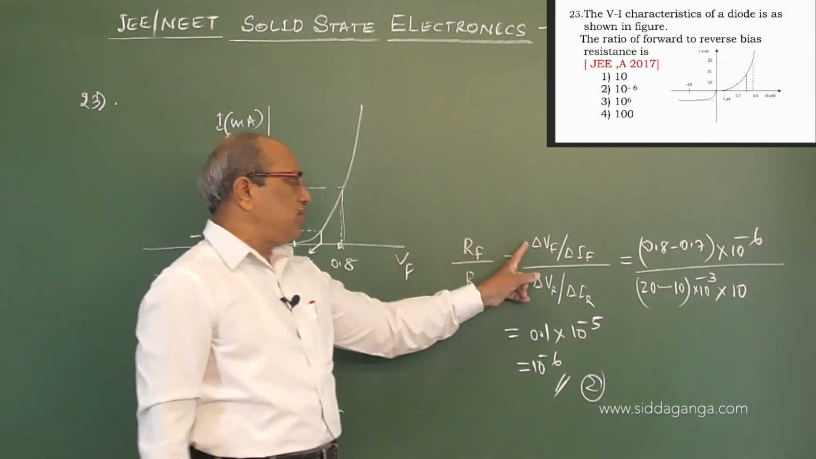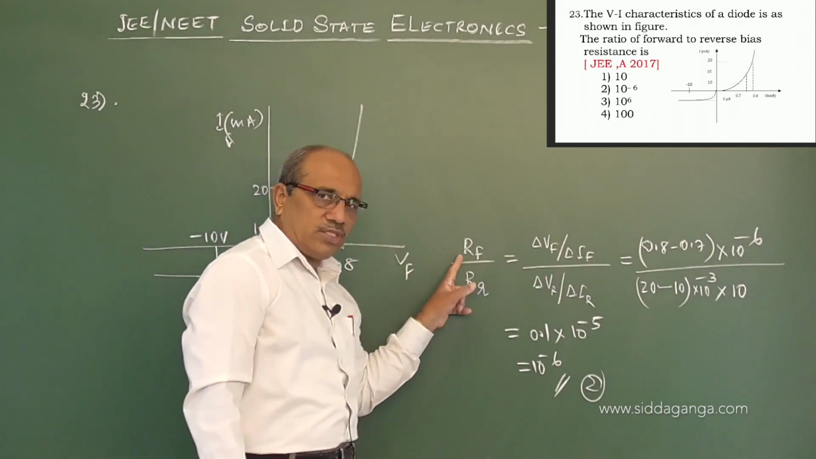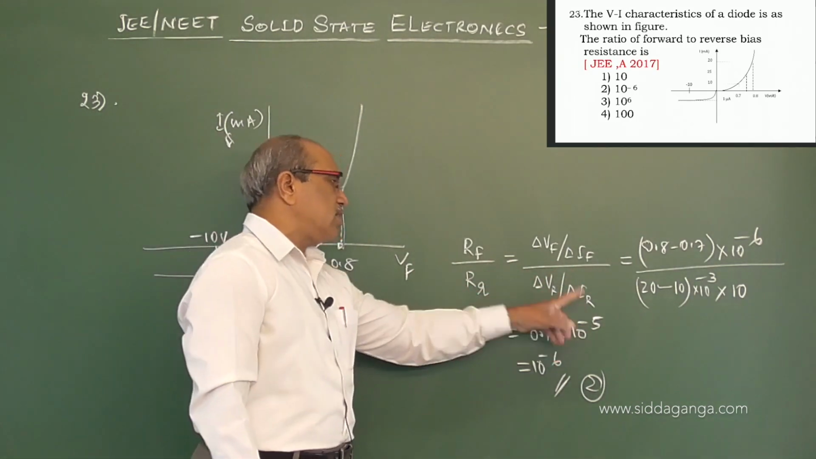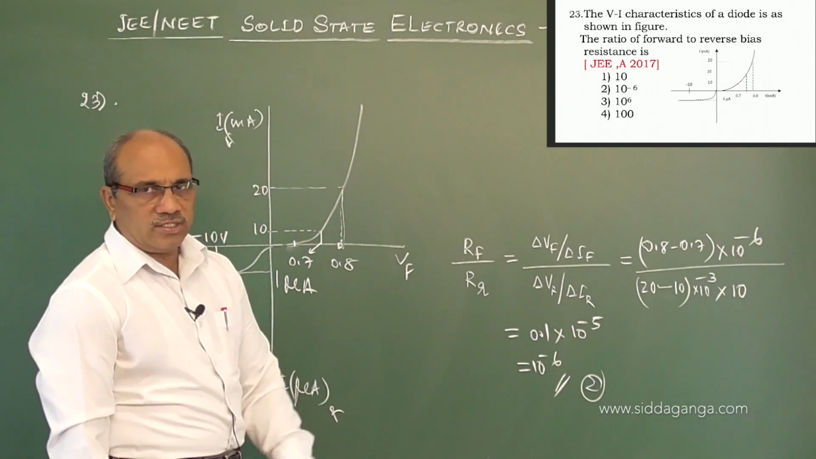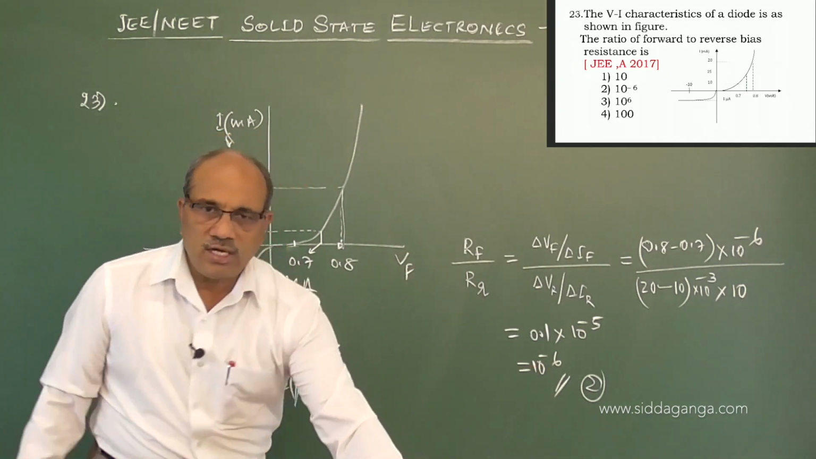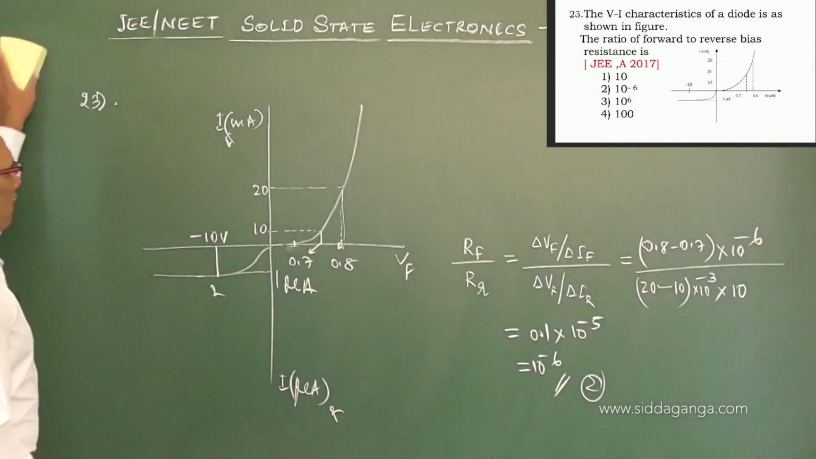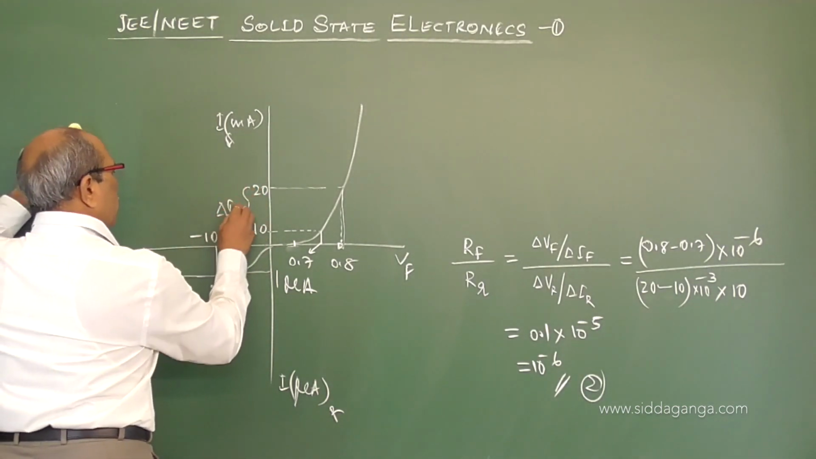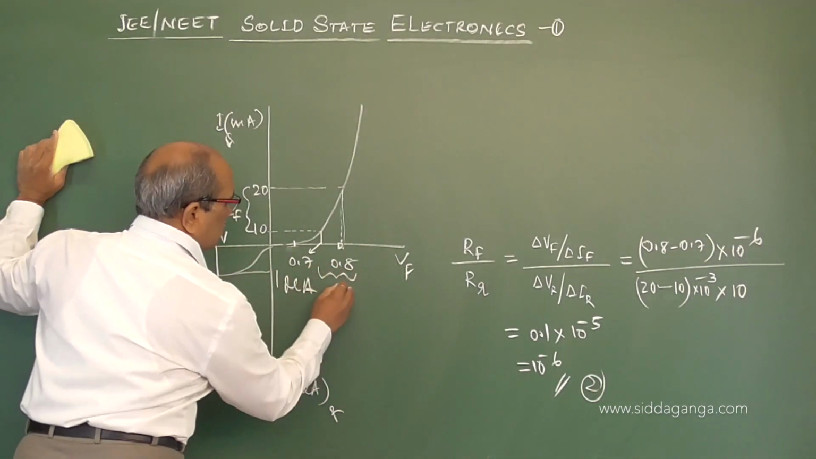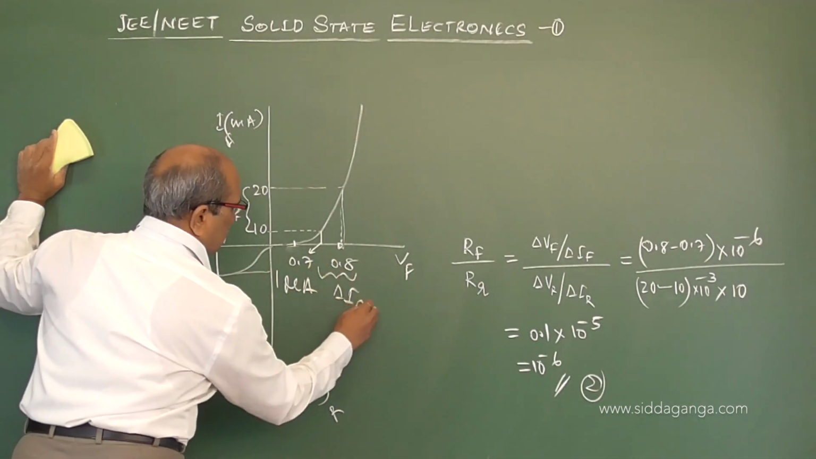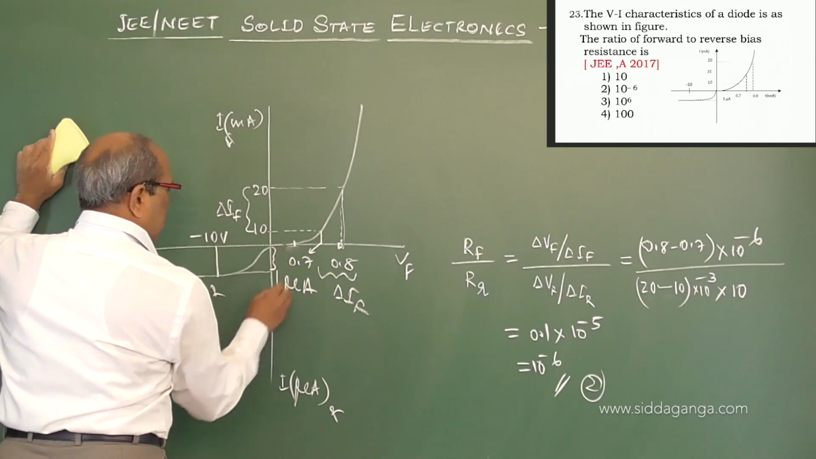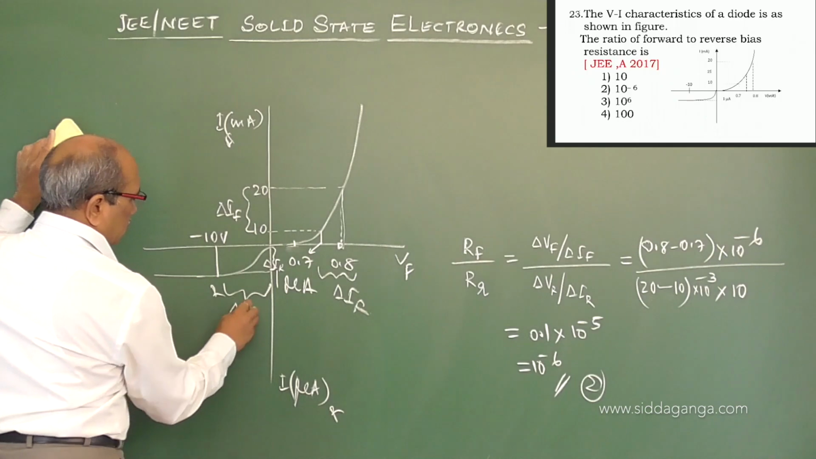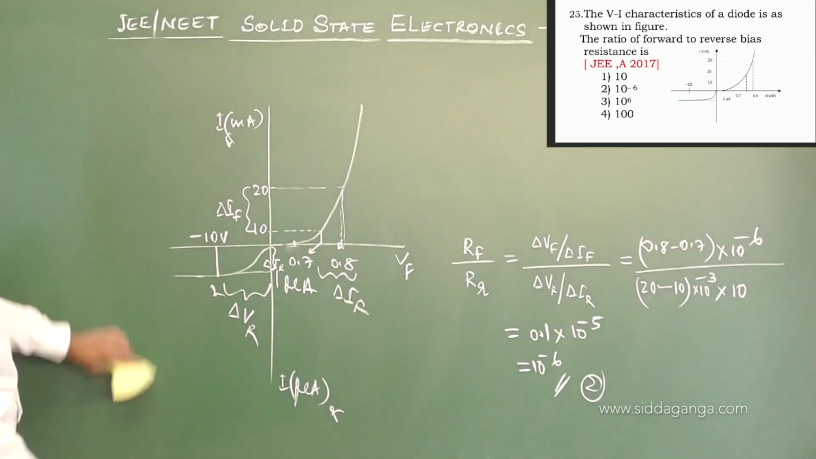Ratio of forward voltage to forward current changes gives you the forward resistance. Change in reverse voltage to reverse current gives you the reverse bias resistance. Ratio gives the answer. That is what we have taken as a change in the forward current, and this nothing but for reverse current, and this change is the change in the reverse voltage.